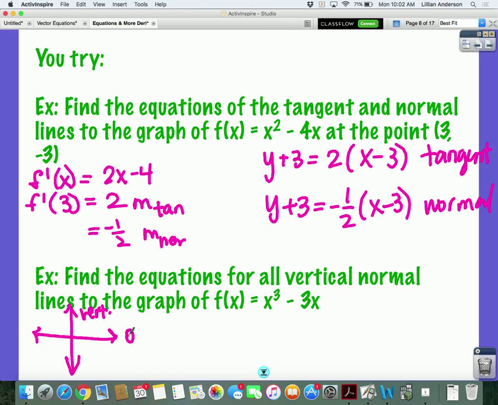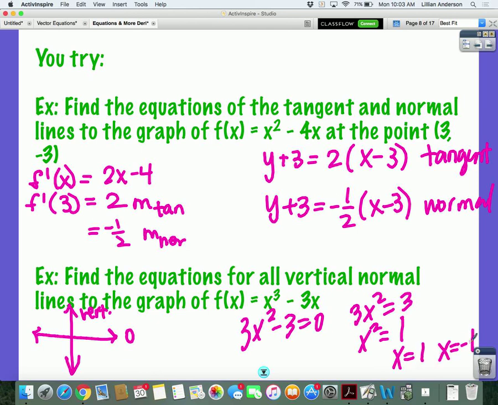What's the derivative of this? When you set that equal to 0 and solve it, you'll get 3x squared equals 3. X squared equals 1. When you take the square root, you'll have x equals 1 and x equals negative 1, and those are your equations for your vertical lines. Oh, okay. Yeah, I think we're overthinking it again. Okay?